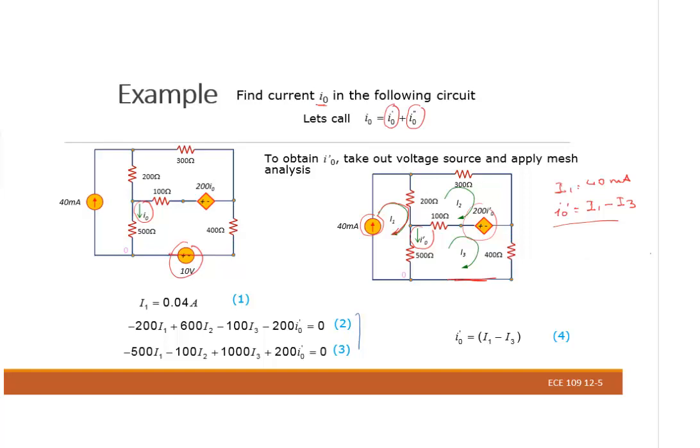So I1 effective in mesh I2 is only 200, so negative 200 I1 plus 100 plus 200 plus 300, 600, plus, that's it, I believe. So 600 I2, negative, what is negative right there? We're going to have negative 100.